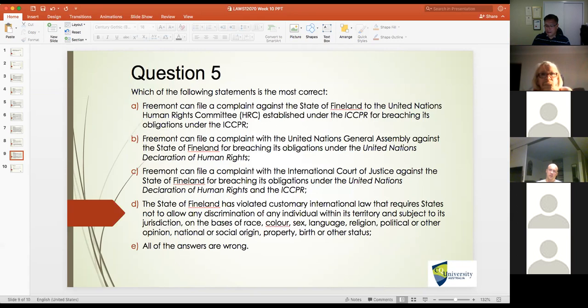So under the ICCPR, only states have the right to file a complaint, and individuals can file a complaint only when a state is a party to the ICCPR, as well as the first optional protocol to the International Covenant on Civil and Political Rights. So the correct answer is all of the answers are wrong. Okay, questions, comments before we end tonight's tutorial?